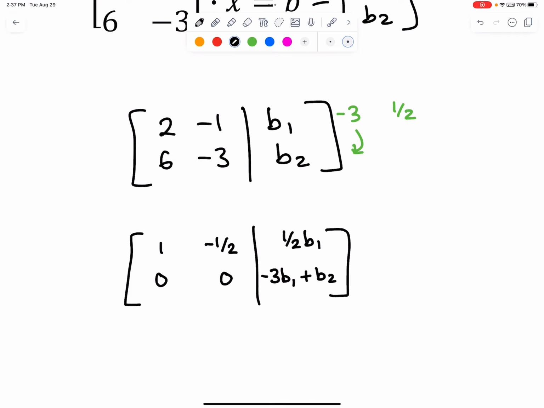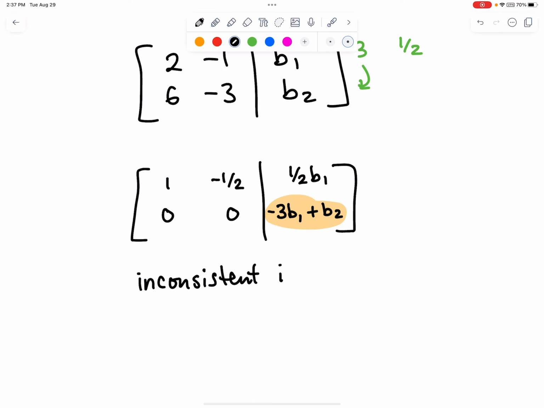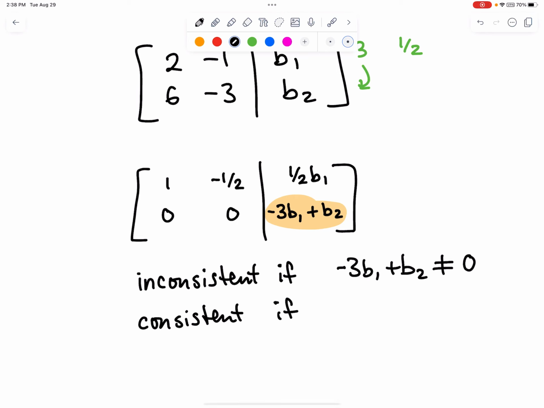Okay, now right now, this technically is not in reduced row echelon form, because in order for this to be in reduced row echelon form, we would want this to be a 1 as well. But what we can certainly see is that the coefficient matrix is in reduced row echelon form, and we have potential for an inconsistent system, right? This down here is potentially problematic. Pretend that we had a 3 right here in that bottom position. Then we would have 0 plus 0 equals 3, and we'd have inconsistent. So if this entry down here at the bottom is non-zero, then this is inconsistent. So we can say the following: inconsistent if negative 3b1 plus b2 is not 0. Consistent only if negative 3b1 plus b2 is 0.